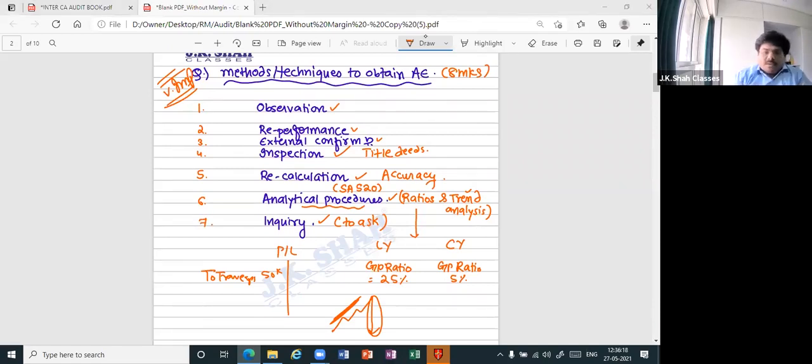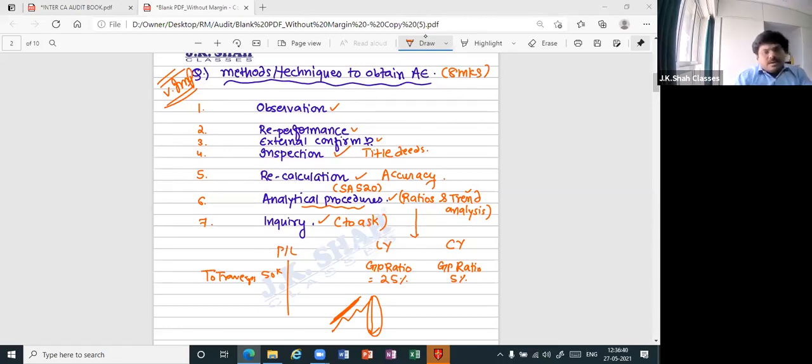First is observation. That is nothing but you observe, you get information. Next is reperformance. It means first performed by management, then performed by auditor to get the information. Next is external confirmation. Simple example debtors. Next is inspection. Examining, simple example, examining title deeds or ownership papers.